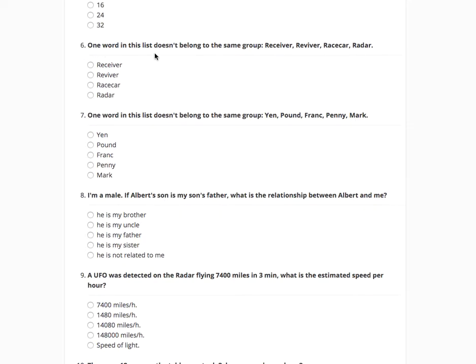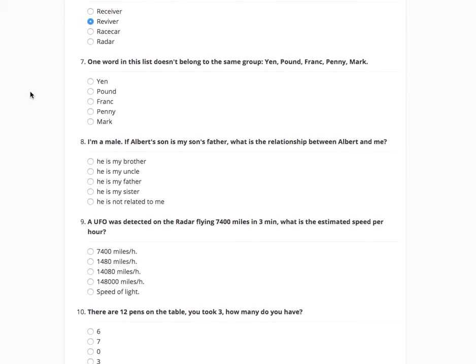One word in this list doesn't belong to the same group: receiver, reviver, race car, radar. All right. So radar, race car, receiver. It looks like we're talking about an electronic system of some sort. So reviver seems like an odd word out because it doesn't belong to the context of this technology, right? Reviver is not a technological word. So reviver must be out, right?